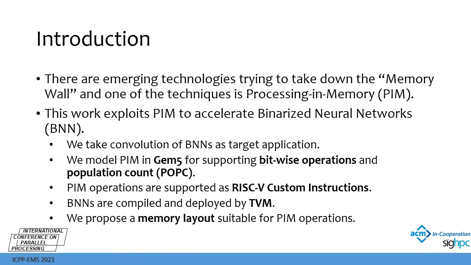Here is a brief introduction for this work. Nowadays, there are emerging technologies trying to take down the memory wall, and one of the techniques is processing in memory. This work exploits processing in memory to accelerate binarized neural networks, and we have done the following 5 tasks. We take convolution of binarized neural networks as the target application, and we model processing in memory in gem5 for supporting bitwise operations and population count. Processing in memory operations are supported as RISC-V custom instructions. Binarized neural networks are compiled and deployed by TVM, and we propose a memory layout suitable for processing in memory.